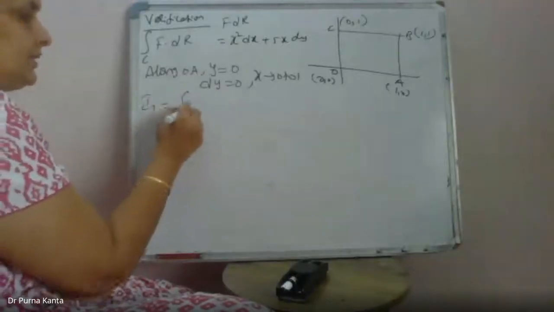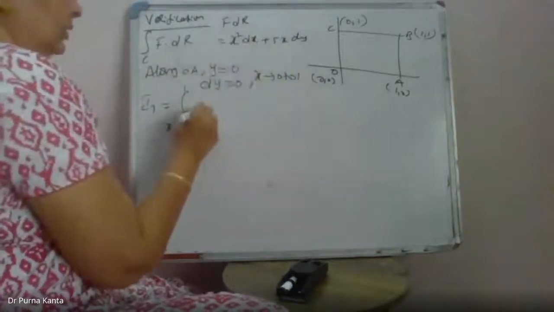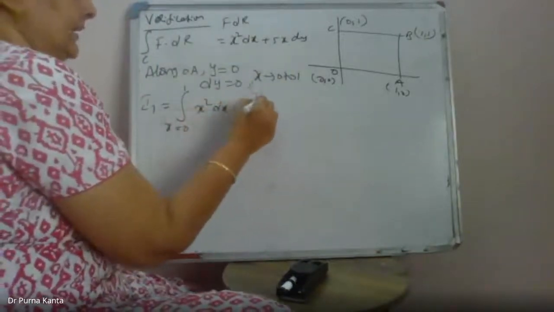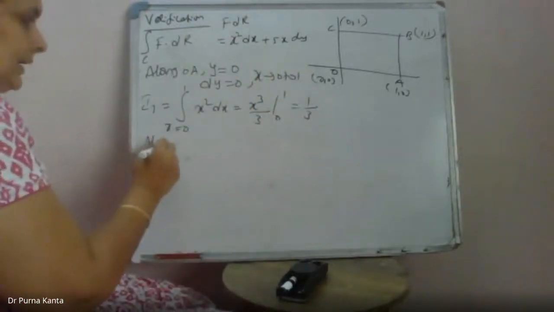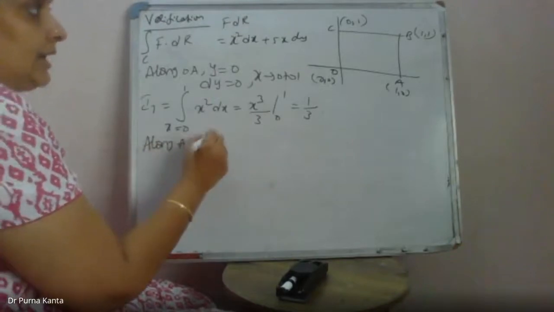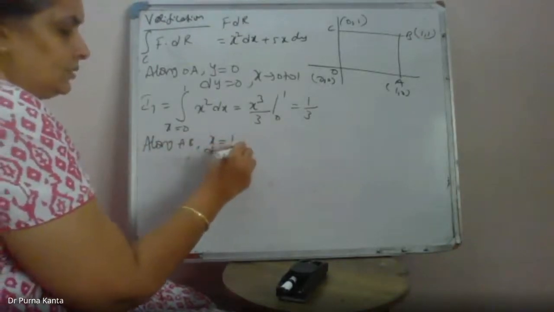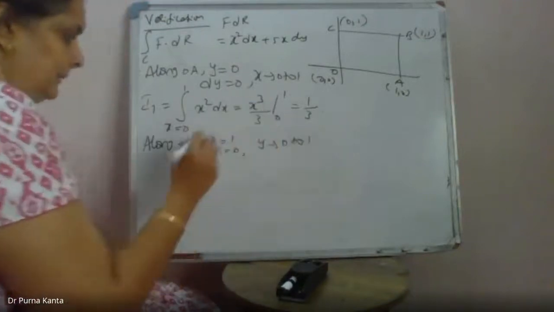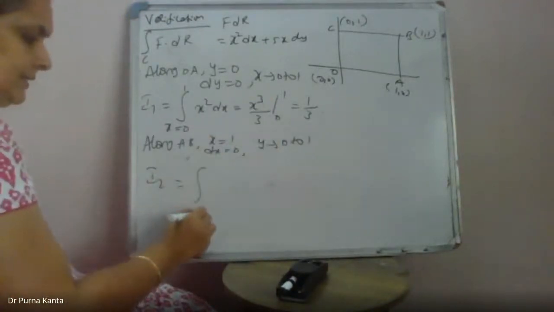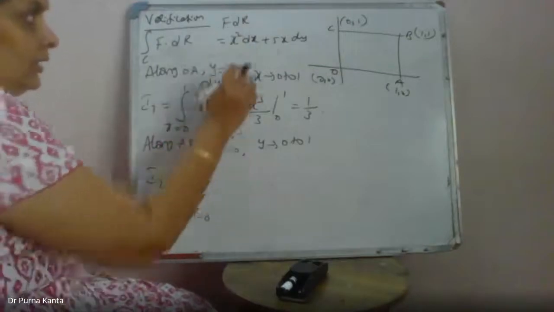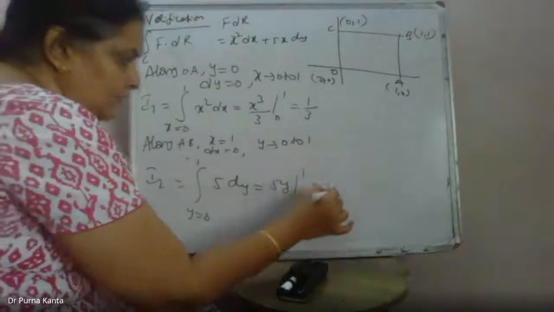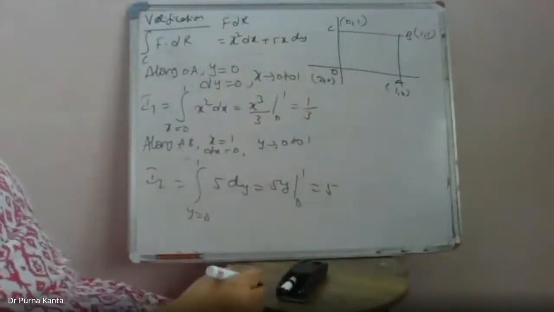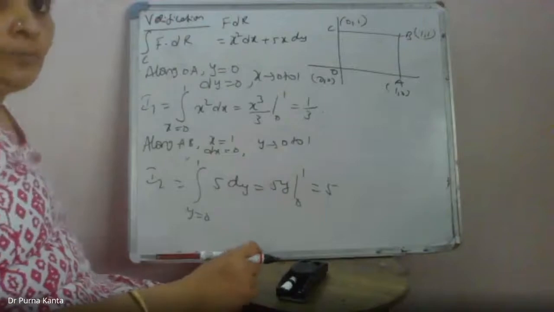Okay. So I1 is equal to integral x is equal to 0 to 1, dy is 0, x square dx, which is x cubed by 3 from 0 to 1, which is 1 by 3. Next is along AB, we have x is equal to 1 constant, dx is equal to 0, y from 0 to 1. So I2 is equal to integral y is equal to 0 to 1, dx is 0, x equal to 1, so 5 dy, 5y from 0 to 1, which is 5. So next we go with I3 along BC.